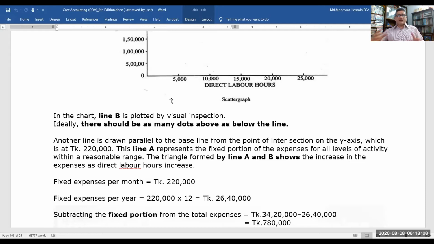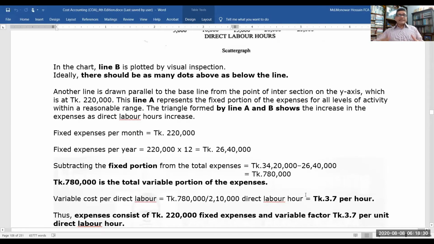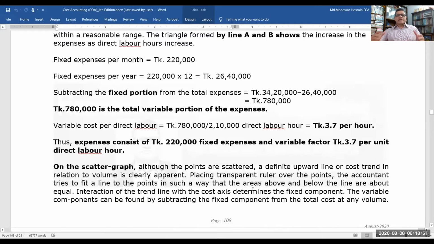So fixed expense per month is 2,20,000. Fixed expense per year, if we multiply this by 12 months, we will get 26,40,000, and subtracting the fixed portion from the total expense, we'll get 7,80,000. This 7,80,000 is the total variable portion of the expenses. So variable cost per direct labor hour is 7,80,000 divided by 2,10,000 direct labor hours, then we'll get 3.7 per hour. Thus, expenses consist of 2,20,000 fixed expenses and a variable factor of taka 3.7 per unit of direct labor hour.